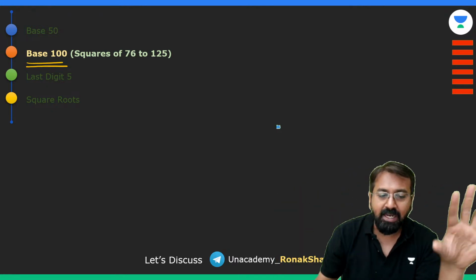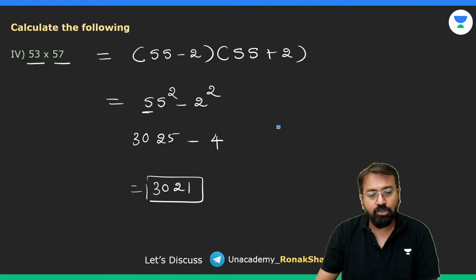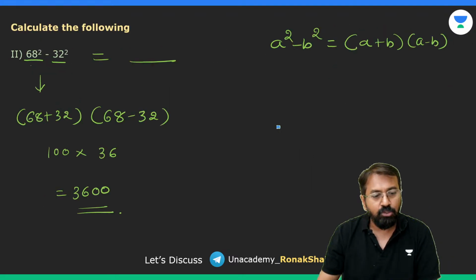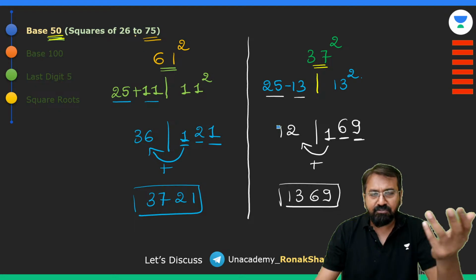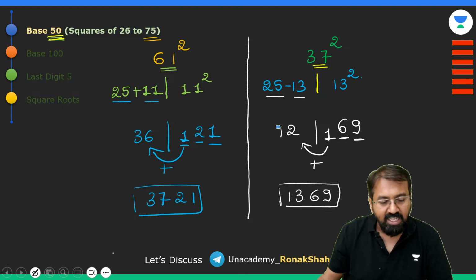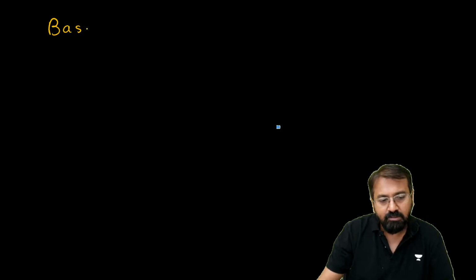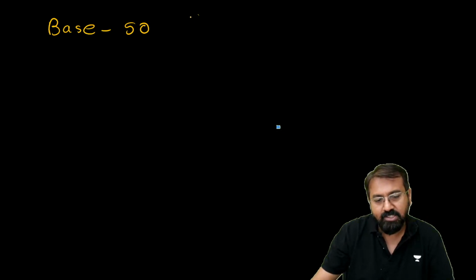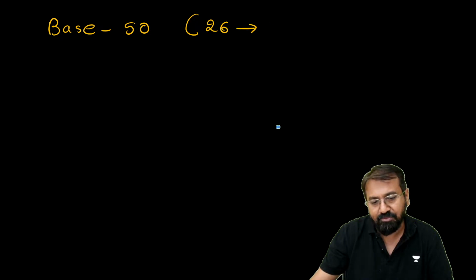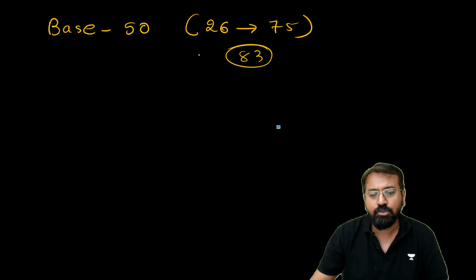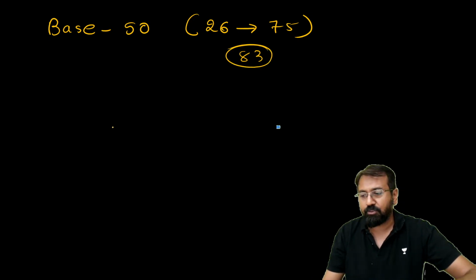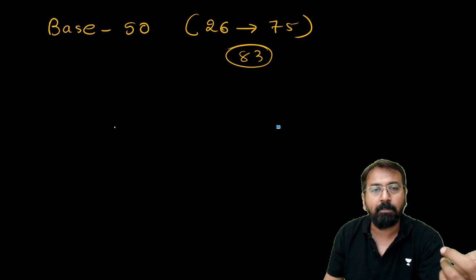Now see, someone might ask: okay sir, by using this base 50 method, can't we find the square of a number beyond 75? Yes, we can. For example, guys, understand this part. I said that the base 50 method should be used to find squares of numbers from 26 to 75. Why such a limitation? Why can't I find the square of 83 using this method? Yes, you can, but that will actually complicate the task.